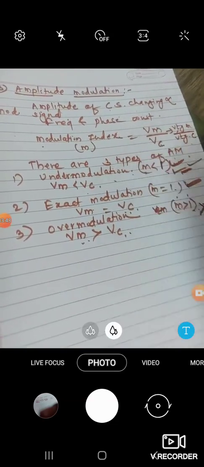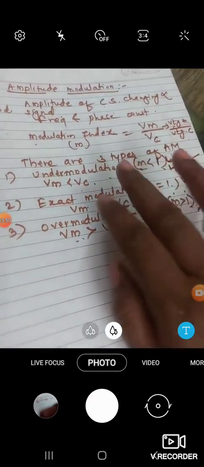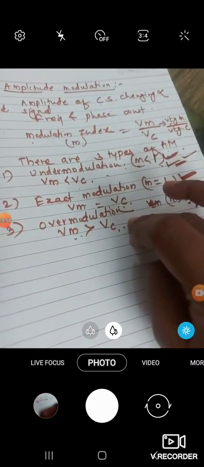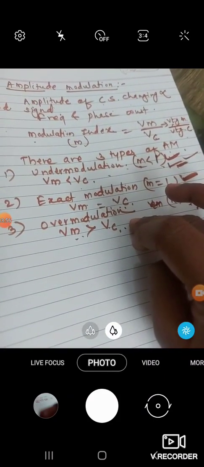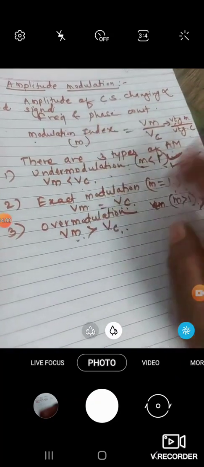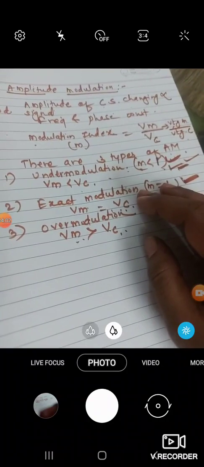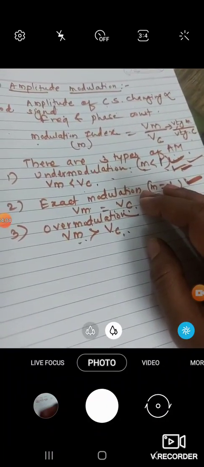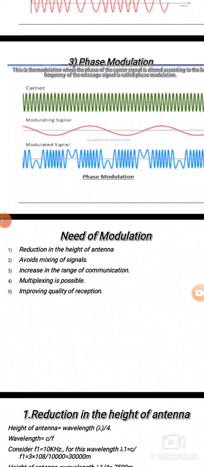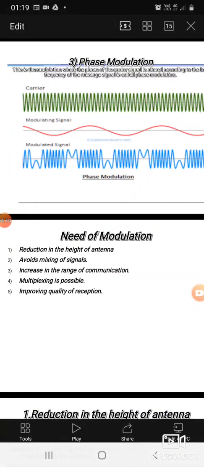Okay, so in the next lecture we will see how to draw the waveforms for under modulation, exact modulation and over modulation. And then we will see the different types of communication channel. Before considering the types of communication channel, we have to understand the need of modulation. So all these points we will see in the next lecture.